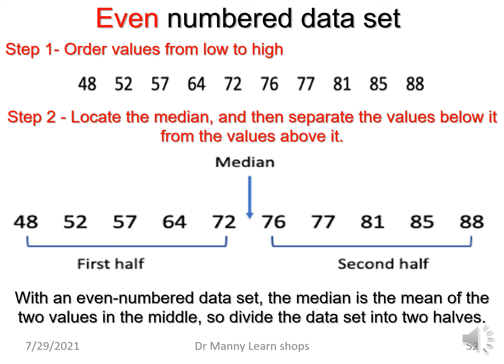In an even-numbered data set, step 1 is to order the values from low to high, in ascending order. Locate the median and then separate the values below it from the values above it. With an even-numbered data set, the median is the mean of the two values in the middle. So divide the data set into two halves.